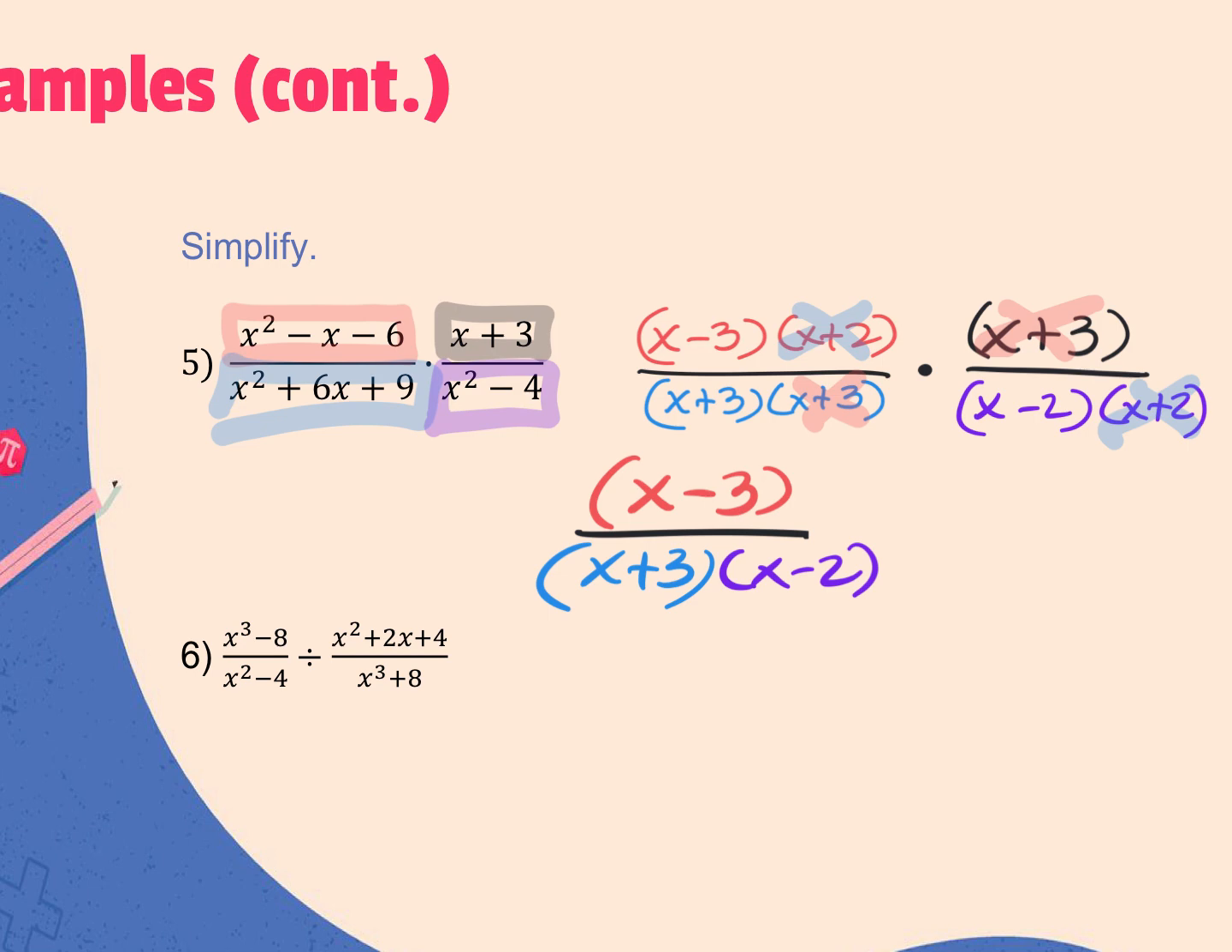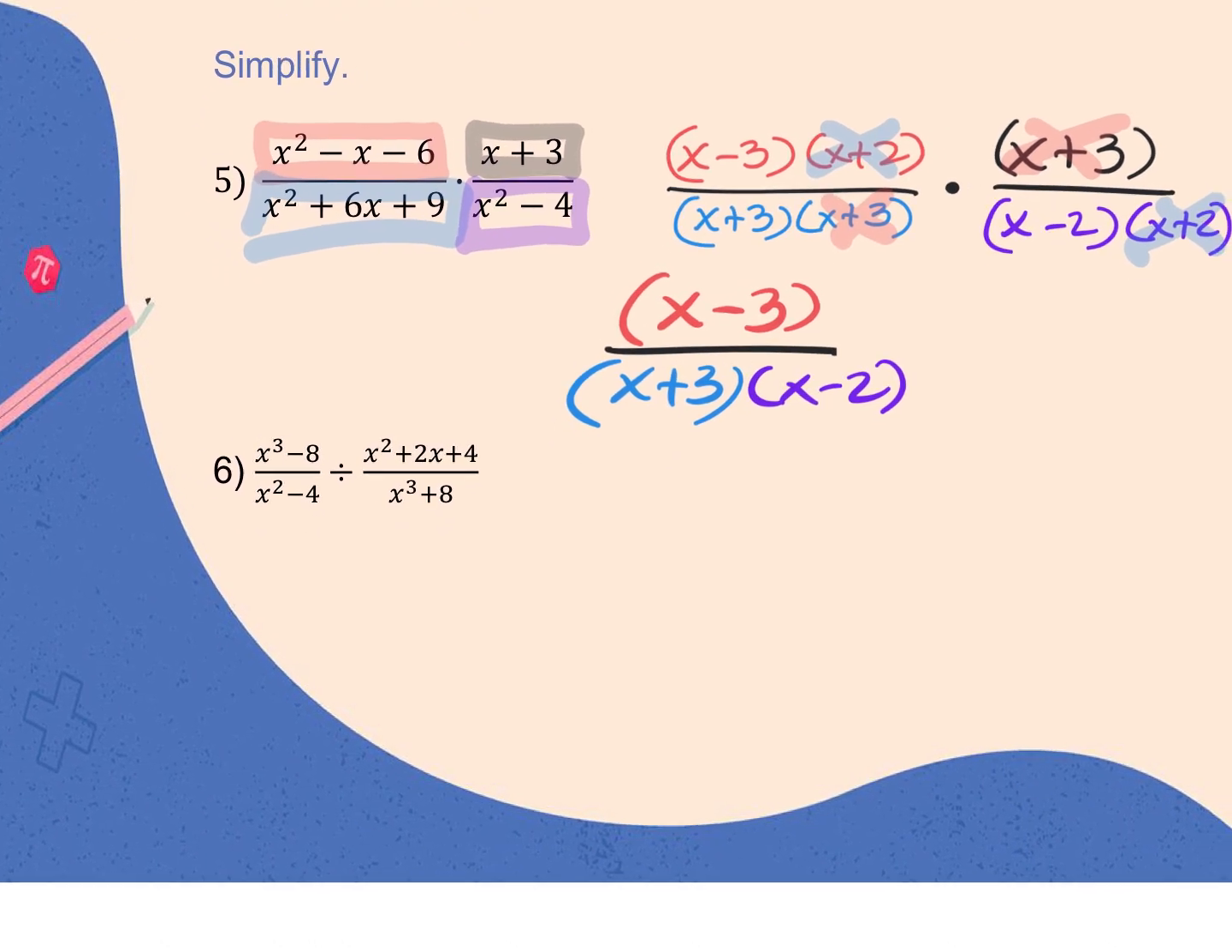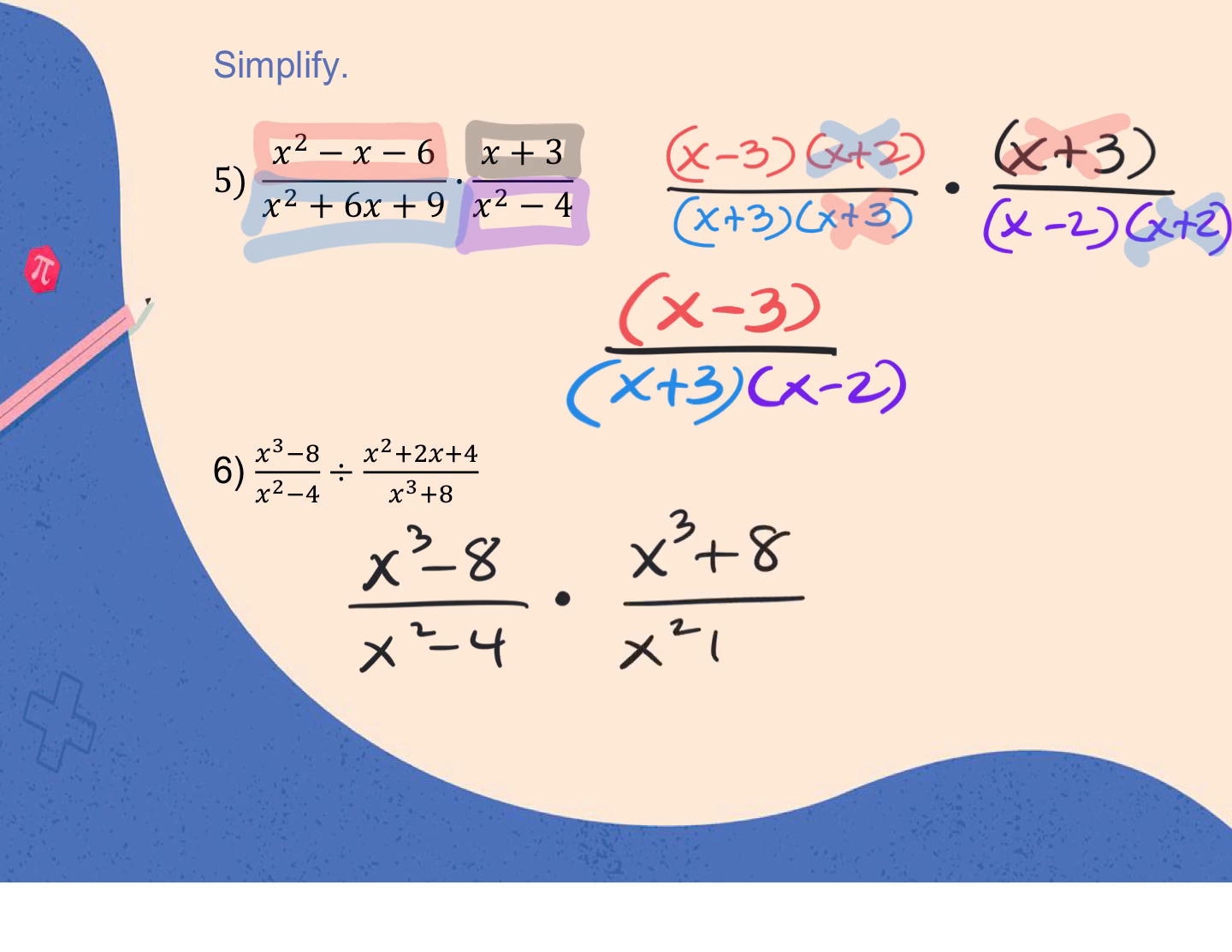Now for the division problems, remember we're doing keep, change, flip, or stay, change, change. Now, before I even get involved in my factoring, I like to do the flip first, just in case I forget. So what I'm going to do first is keep my first fraction the same, the x cubed minus 8 over x squared minus 4, change the division to multiplication, and flip the second fraction upside down to its reciprocal.